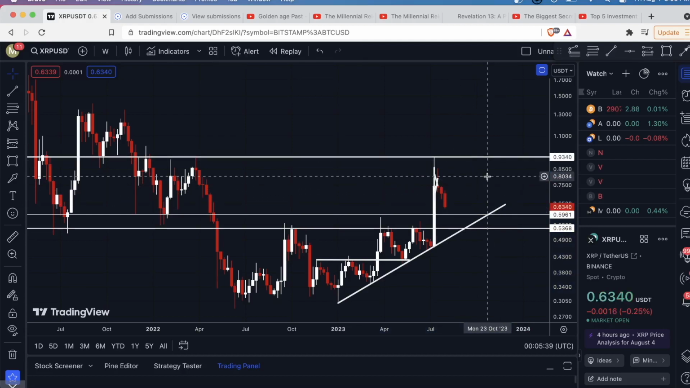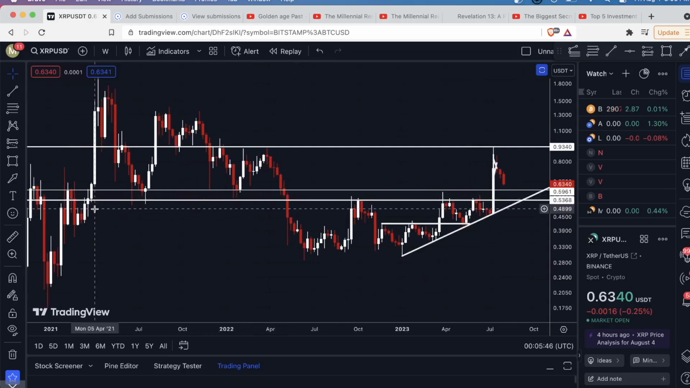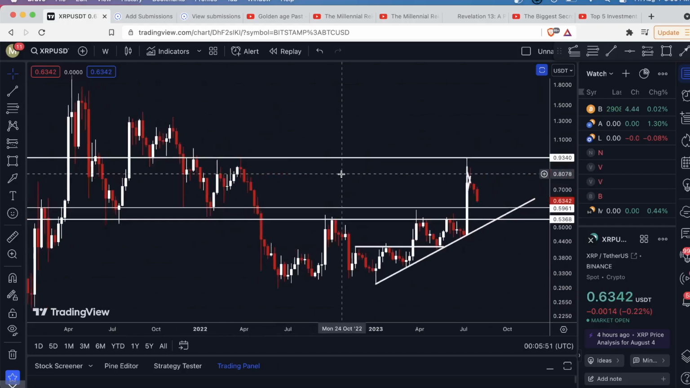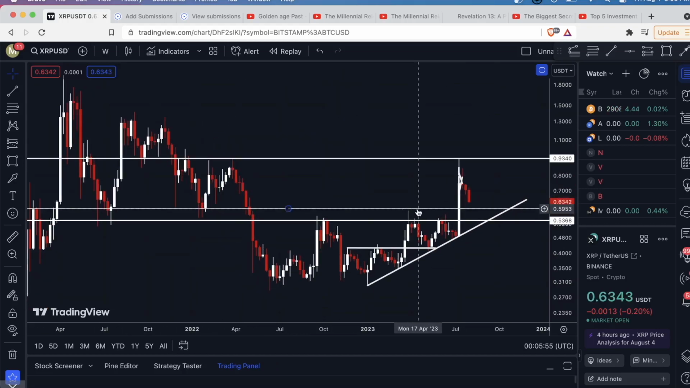The next level I suggest that you draw would be this horizontal level right here. And you'll see this was the resistance right here where these two candle bodies are. And then it came here and it was support right here. So yeah, I would mark that at around 0.5953. So yeah, that's an important one.